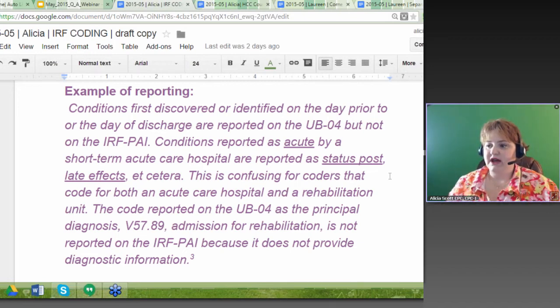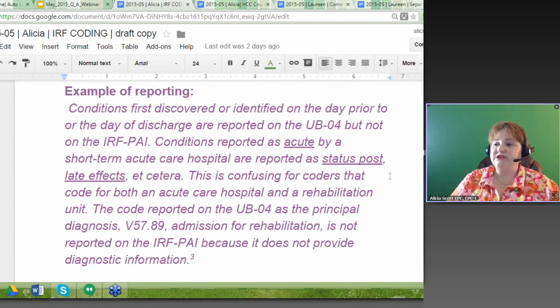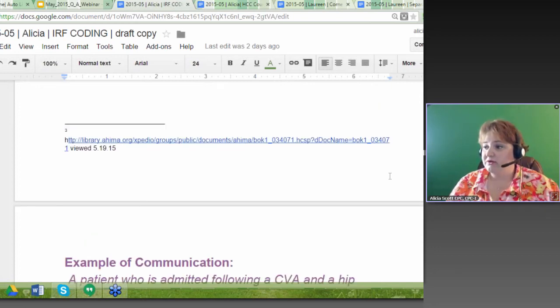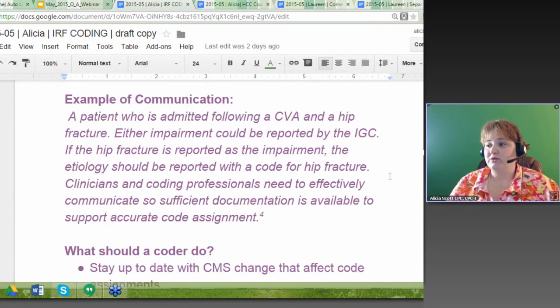Well, there's more. An example of a communication problem: a patient who is admitted following a CVA and a hip fracture. Either impairment could be reported by the IGC. If the hip fracture is reported as the impairment, the etiology should be reported with a code for hip fracture. Clinicians and coding professionals need to effectively communicate so sufficient documentation is available to support accurate code assignments. And that is very important when we're dealing with these two separate entities.